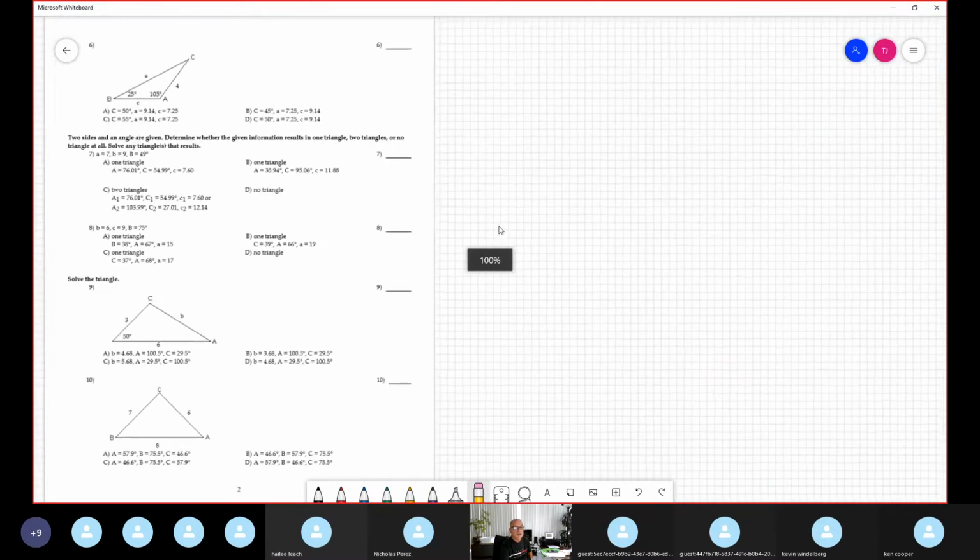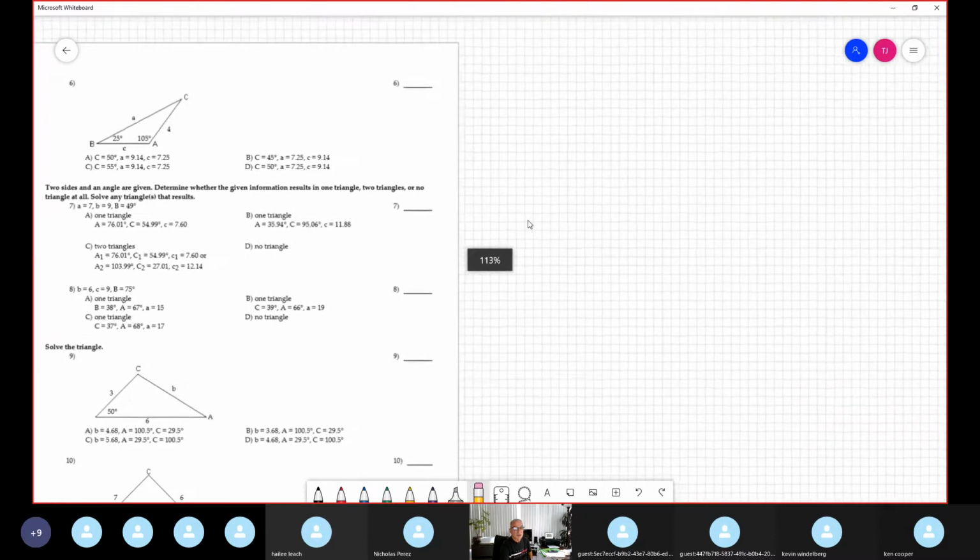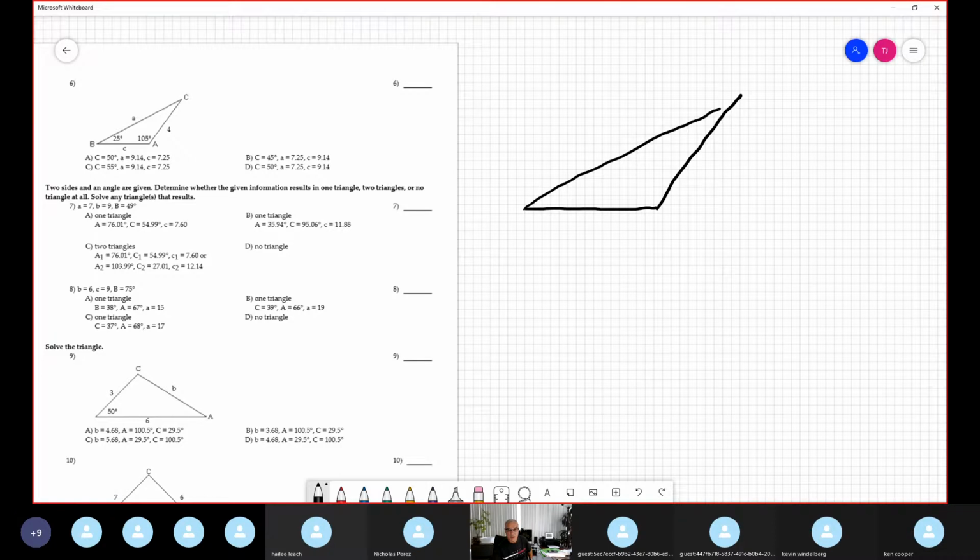Okay. Problem number 6 is very, very similar because two angles are given. The only difference is that one angle is obtuse. An obtuse angle is when one corner is greater than 90 degrees, and it's 105. This is B, this is A, this is C. And this side is 4. This is A, and this is C.